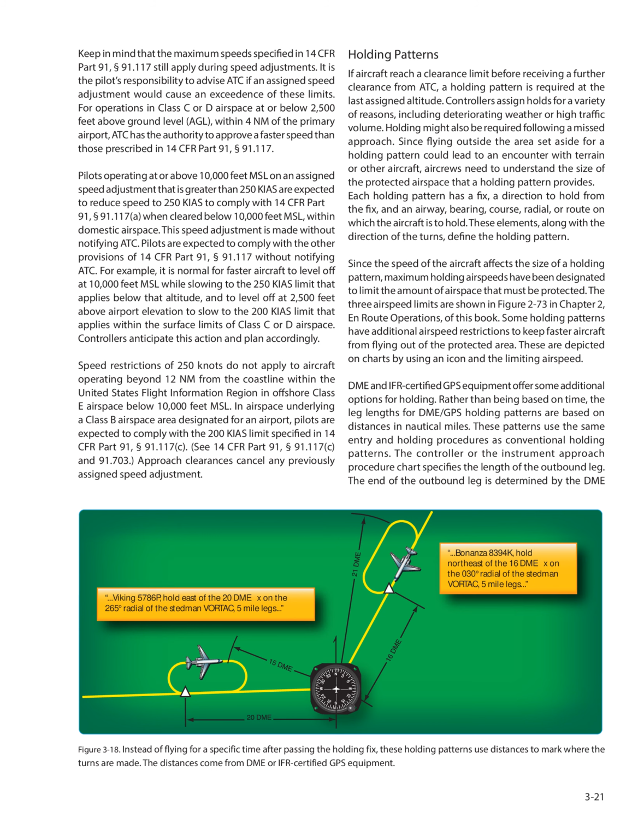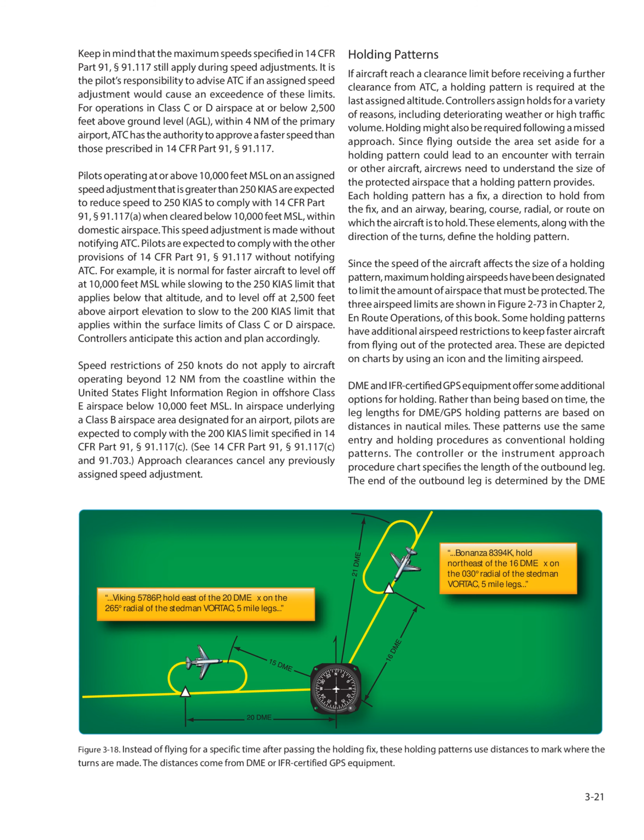Each holding pattern has a fix, a direction to hold from the fix, and an airway, bearing, course, radial, or route on which the aircraft is to hold. These elements, along with the direction of the turns, define the holding pattern. Since the speed of the aircraft affects the size of a holding pattern, maximum holding airspeeds have been designated to limit the amount of airspace that must be protected. The three airspeed limits are shown in Figure 273 in Chapter 2, On Route Operations, of this book. Some holding patterns have additional airspeed restrictions to keep faster aircraft from flying out of the protected area. These are depicted on charts by using an icon and the limiting airspeed.